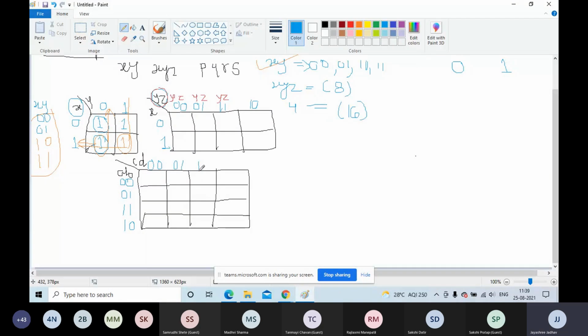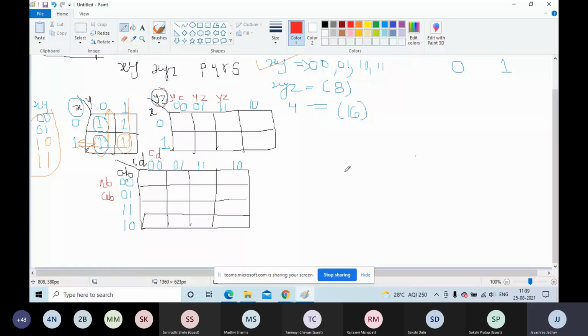So, this is again the value of AB, isn't it? And this is the value of CD. Okay. Now, this is only about the representation, that is, how to draw the K-map for 3 variables and 4 variables.